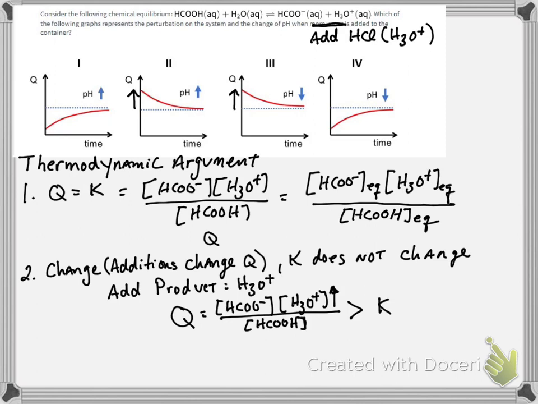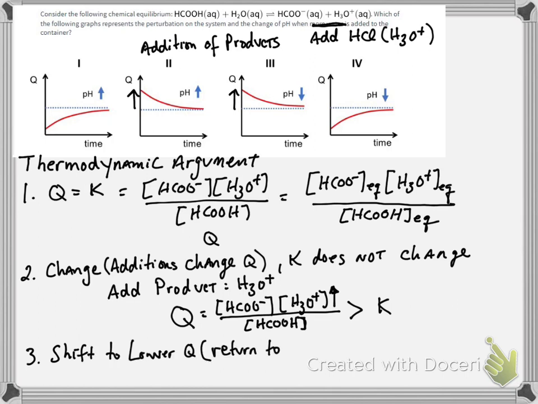K does not change. So when we look at the pattern here, we look at which of these graphs could represent the addition of a product, only 2 and 3 coincide with that. We have to have an immediate increase of Q. That's what 2 and 3 are showing. So adding product means Q will immediately increase. Now, because Q went up, the shift must be in the opposite direction. The shift is going to be the transfer of material to the other side of the reaction to lower Q to reestablish equilibrium.